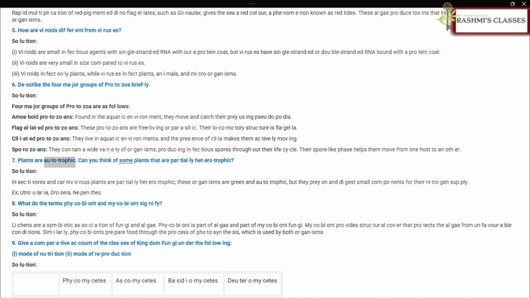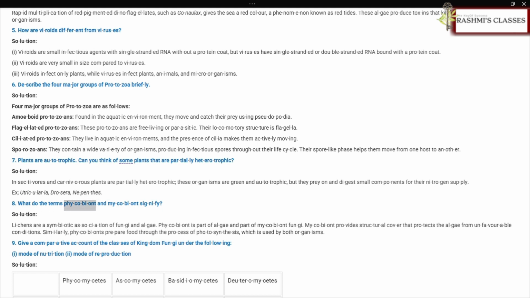7. Plants are autotrophic. Can you think of some plants that are partially heterotrophic? Solution. Insectivorous and carnivorous plants are partially heterotrophic. These organisms are green and autotrophic, but they prey on and digest small animals for their nitrogen supply. Examples: Utricularia, Drosera, Nepenthes.